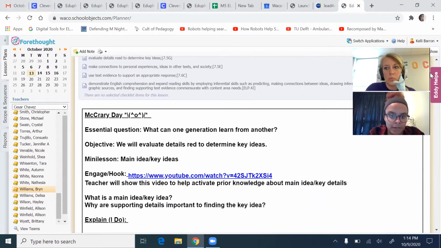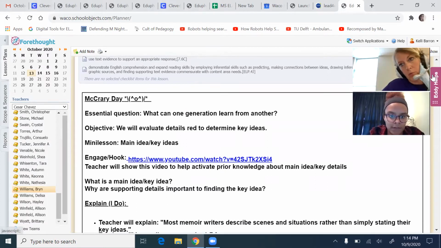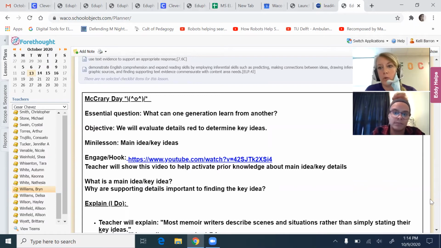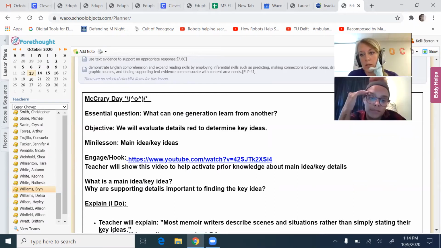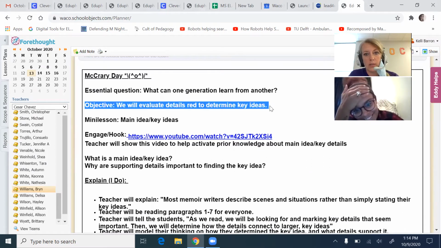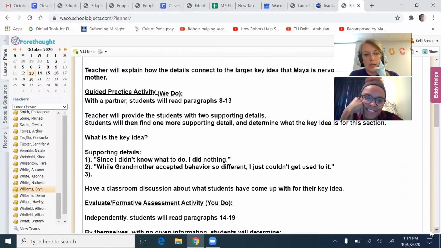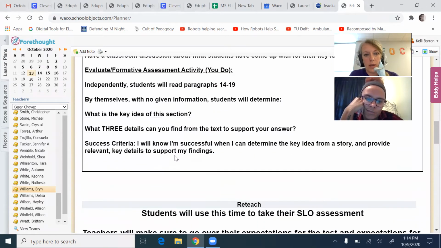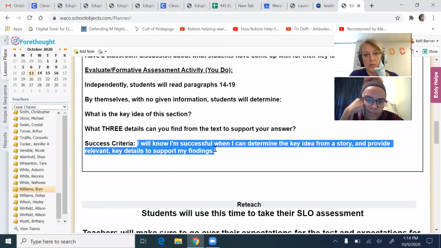And okay, so we're focusing on, right now, step one: are the objectives and performance tasks aligned? And is the lesson getting us where they need to, both in rigor and by the test? So the objective you got is we will evaluate details read to determine key ideas. And the performance task that you have is, I will know I'm successful when I can determine the key idea from a story and provide relevant key details to support my findings.